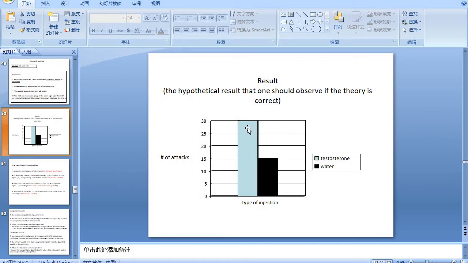On average, you can see the testosterone injected group show more aggression. They attack the test rat more frequently over the 15 minute period. Their group mean average is 30. On the other hand, the group injected with salt water showed half as much aggressive behavior as the experimental group. This is the result.